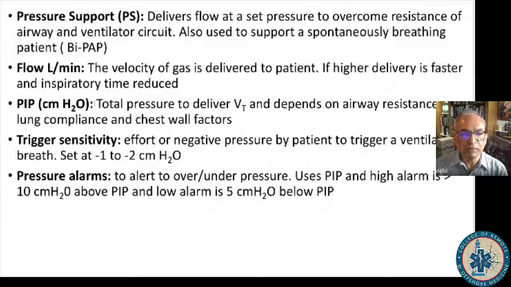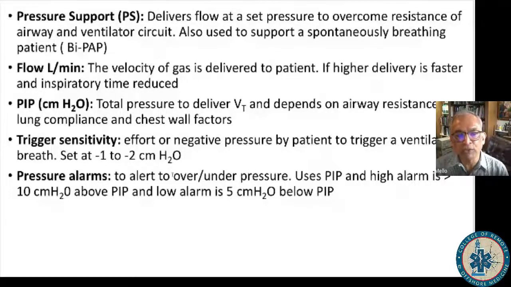Peak inspiratory pressure, measured in centimeters of water, is the total pressure to deliver the tidal volume you've dialed, and will depend on the airway resistance, the lung compliance, and chest wall factors. The trigger sensitivity is the effort or the negative pressure needed for the patient to trigger a ventilatory breath, and this can be set at -1 to -2 centimeters of water. Just remember that the moment you put a patient on a ventilator for IPPV, you are pushing the gas into the patient, as opposed to creating a negative pressure within the thoracic cavity as occurs in spontaneous respiration.